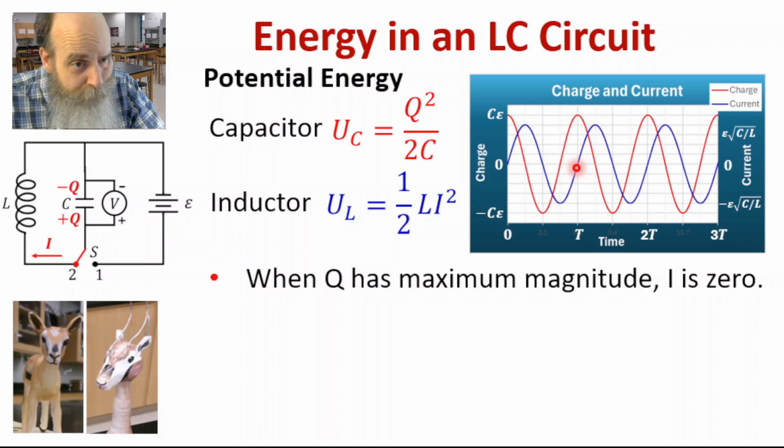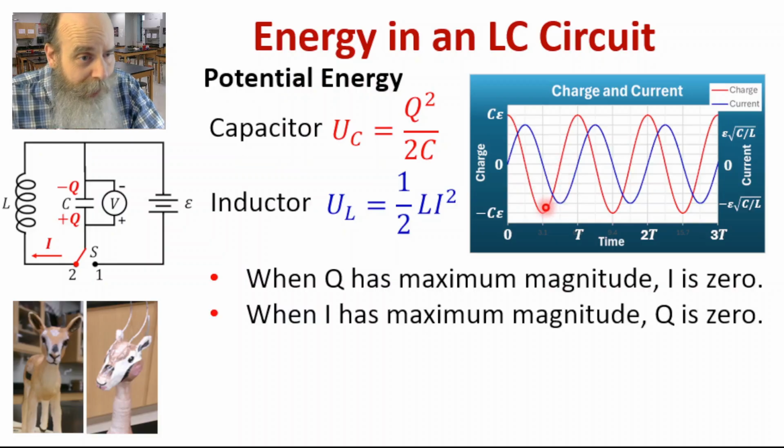When Q has a maximum magnitude, I is 0. Also, when I has a maximum magnitude, such as here, the charge is 0. So when I has maximum magnitude, Q is 0.